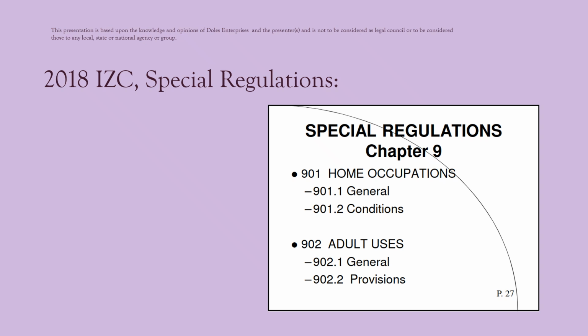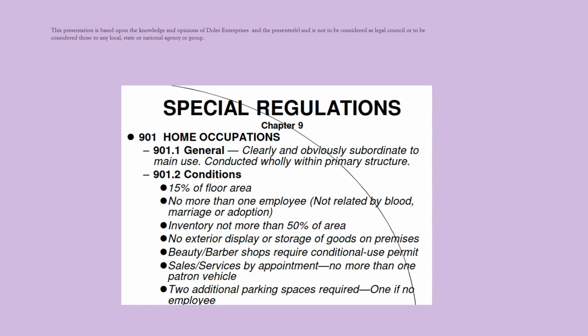There is an entire chapter dedicated to special regulations specific to home occupations and adult uses. Home occupation shall be permitted in all zones, provided the home occupation is clearly and obviously subordinate to the main use or dwelling unit for a residential purpose. Home occupation shall be conducted wholly within the primary structure on the premises. Certain conditions apply. The home occupation shall not exceed 15% of the floor area of the primary structure.